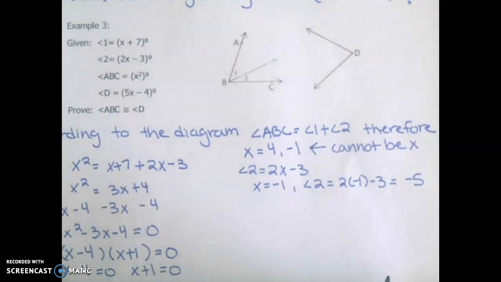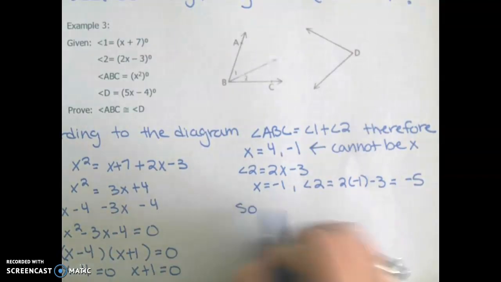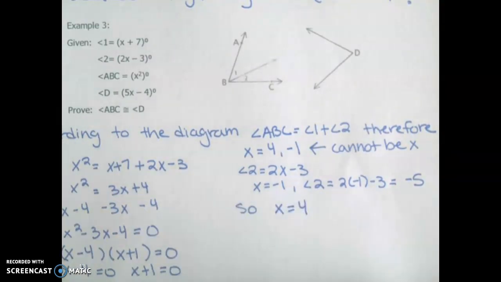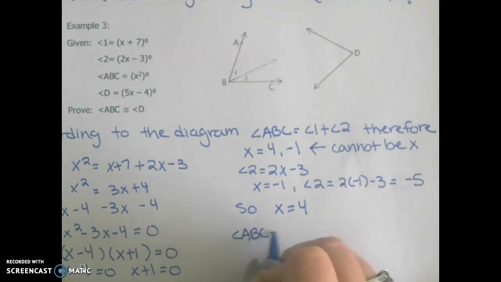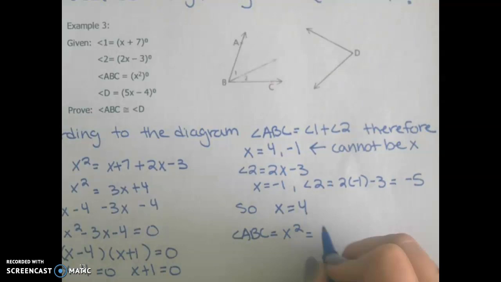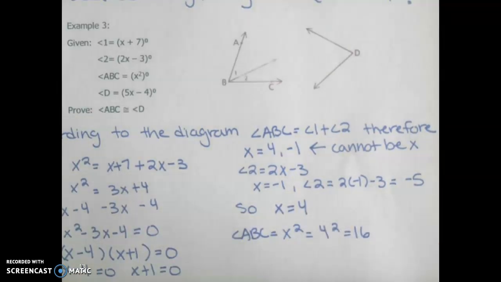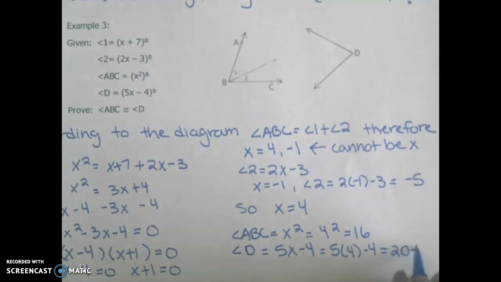So I'm going to use my value x equals 4. And now I'm going to plug it in for angle ABC and for angle D to see if they are congruent. So angle ABC is equal to x squared. So that would be 4 squared, which is 16. And angle D is equal to 5x minus 4. So that would be 5 times 4 minus 4, which is equal to 20 minus 4, which is 16.